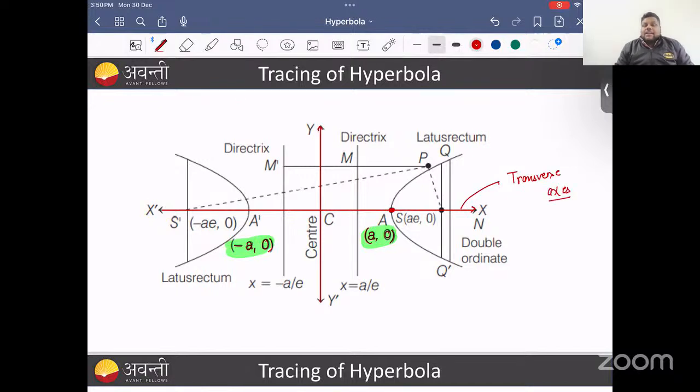Transverse axis is the line on which both the foci lie. And this y is what we call the conjugate axis. Conjugate axis is where the hyperbola does not meet. Got it? It can be the y-axis, it can be the x-axis.